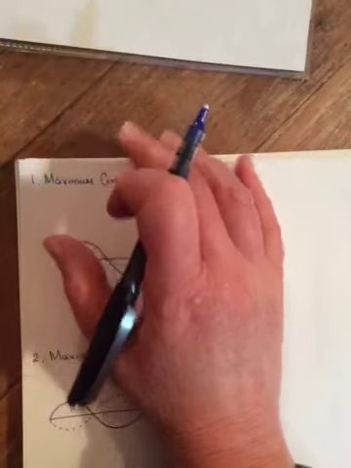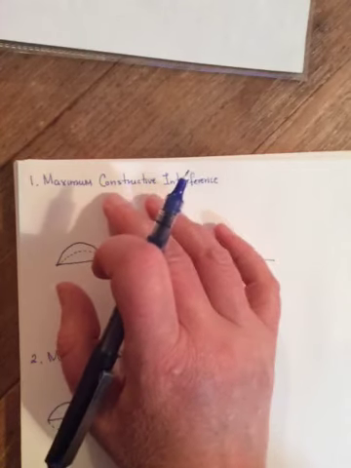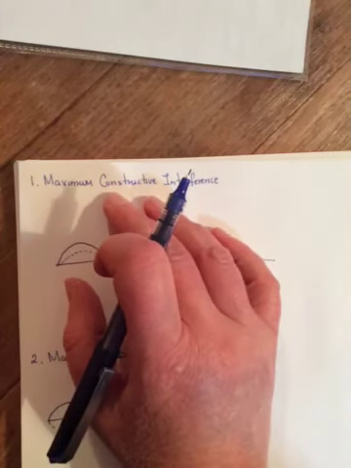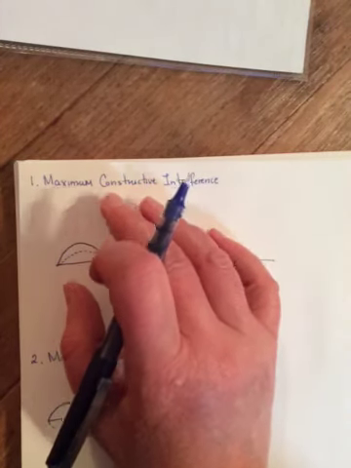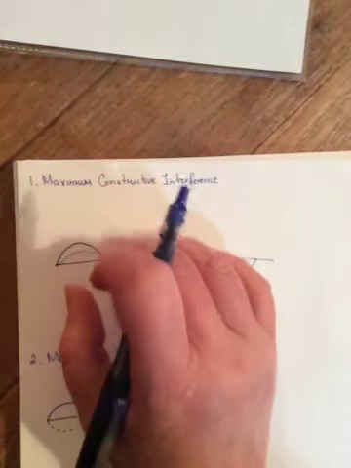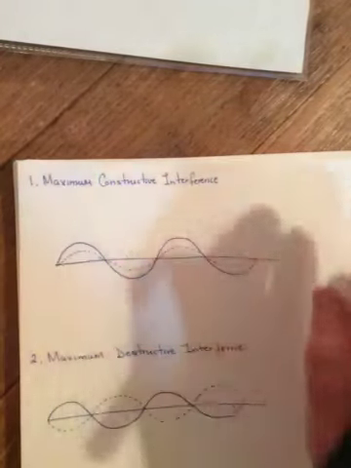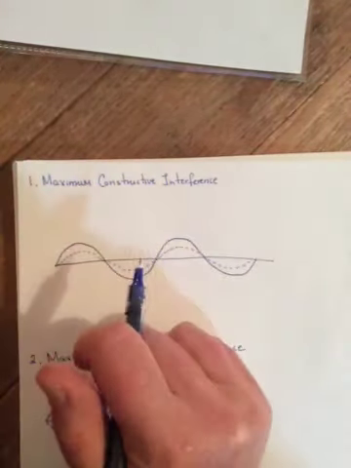Okay, so at the end of the last video, we were talking about waves interfering. And waves will interfere when they're trying to travel through the same medium at the same time. So we usually break the interference up into three different categories. There's what we call maximum constructive interference.